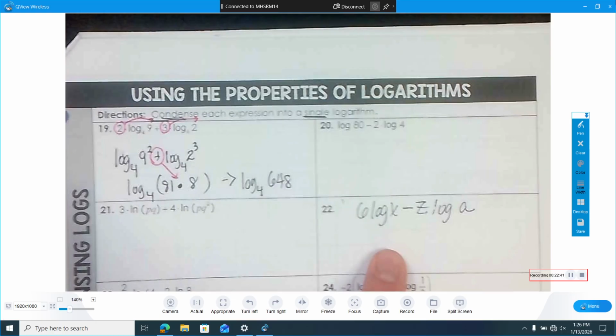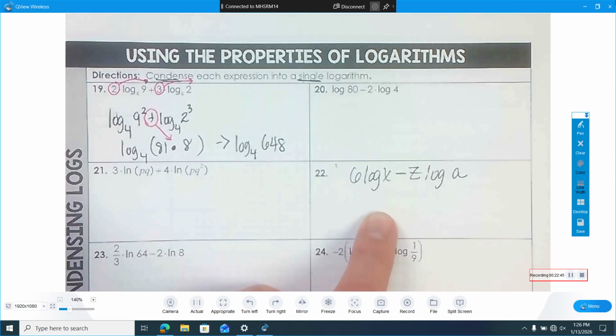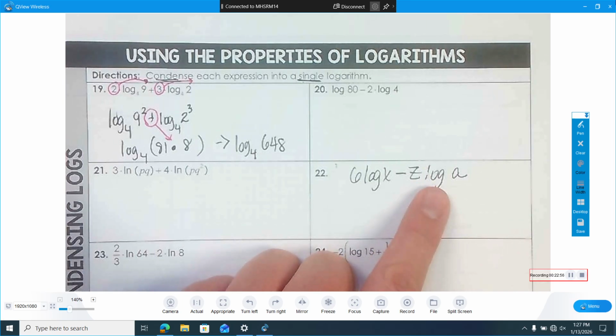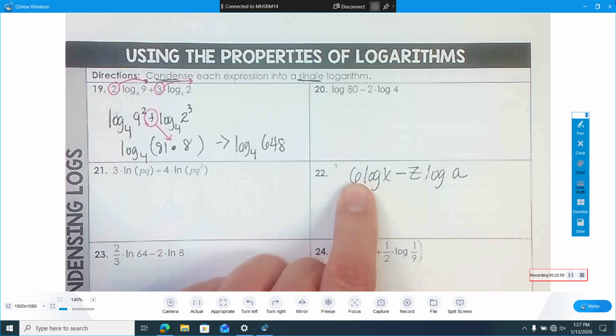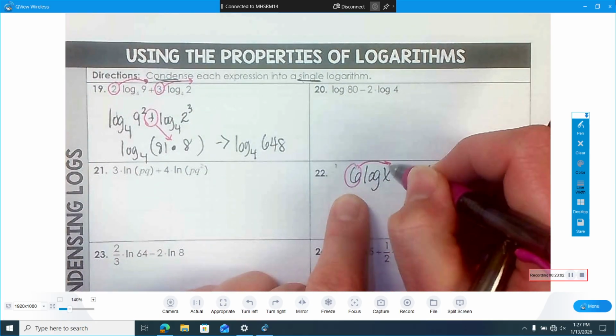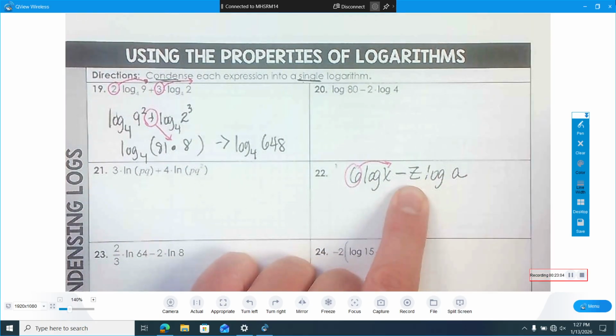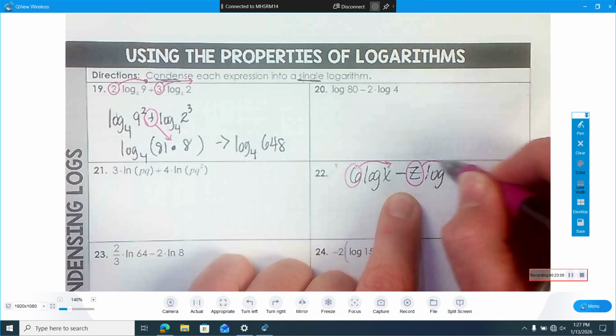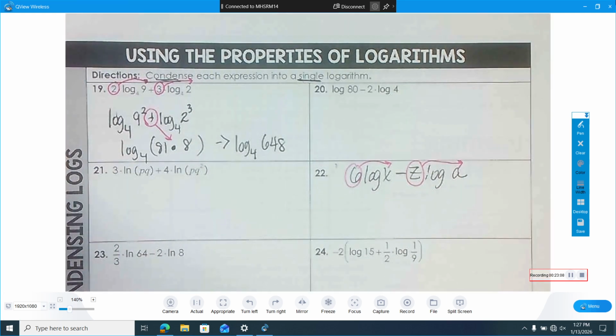All right, let's go over here to 22. Again, this is more like what you're going to see in Delta Math. So number 22, I have rewrite number 22 there. 6 log x minus z log a. Where did the 6 come from? Power. Yep, it was a power play. And what about the z? Again, that's a power, so we're going to return it to its little power position there.